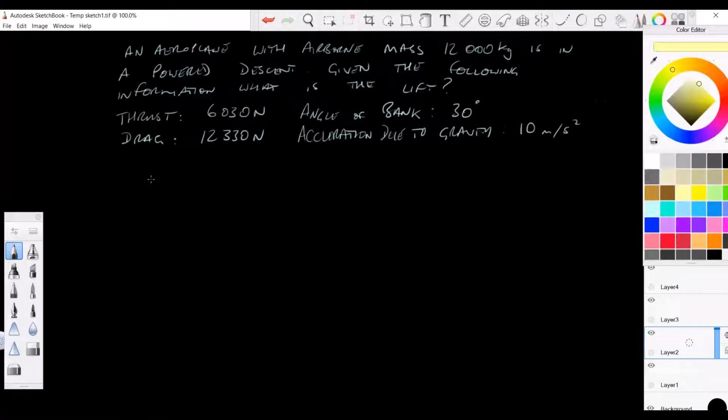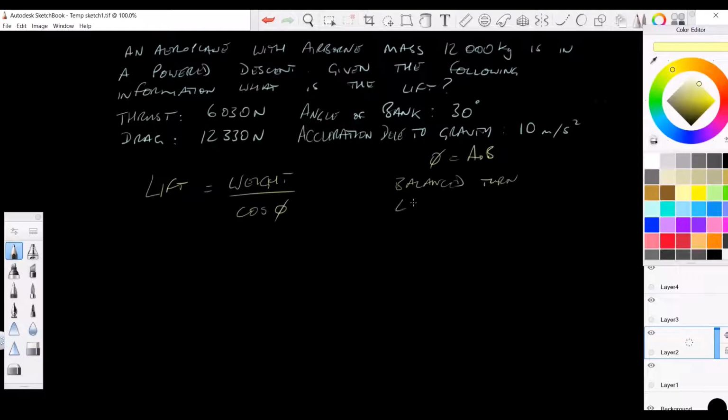So hopefully you know that lift equals weight divided by cosine of phi, where phi is the angle of bank. Phi is a Greek letter, and it's typically used to represent angle of bank. I hope you know this formula already. This is the formula for the lift in a balanced turn. So that's one important part of it.